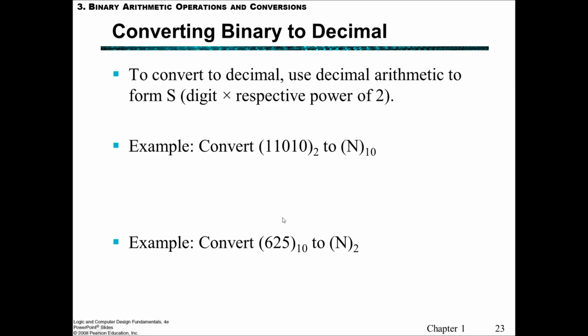So in order to convert from binary to decimal, we already did talk about this earlier when we were talking about the radix example. So we can use the decimal arithmetic, form the digits times the respective power of 2. There's another way of writing the radix being 2 to the power of whatever, wherever it falls. So let's do a couple more examples here.